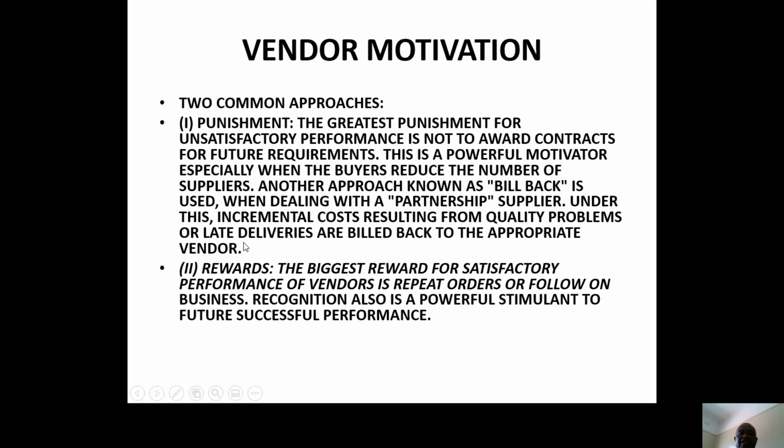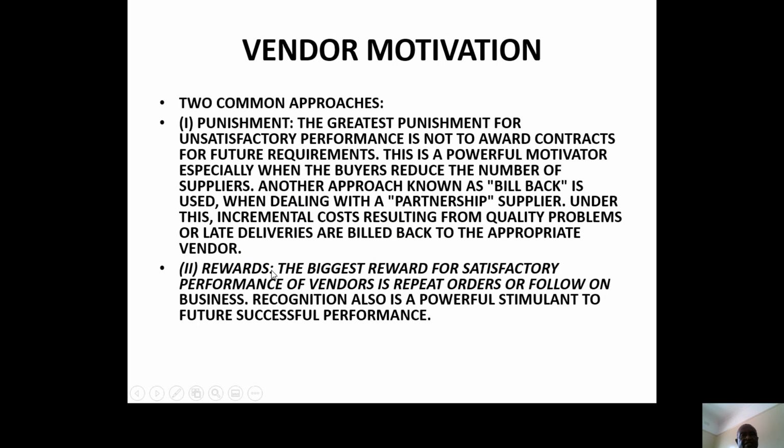Another approach is known as when dealing with the partnership supplier. Under this, the incremental cost resulting from quality problems or late deliveries, then you don't give them the tender. It's as simple as that. That will motivate them. Come back well prepared.